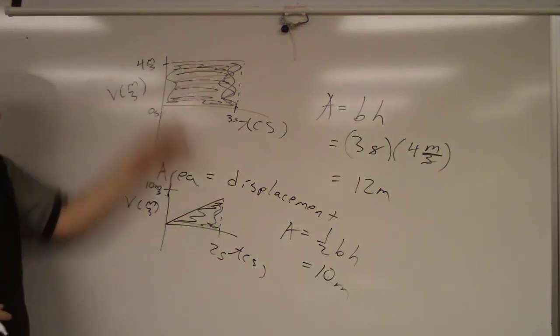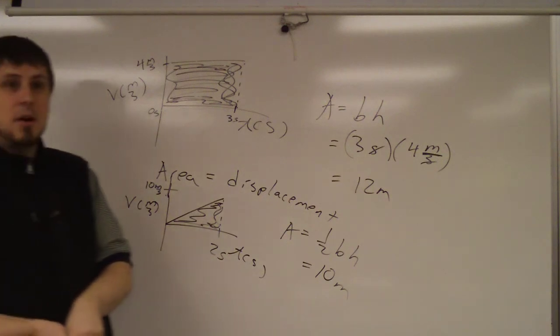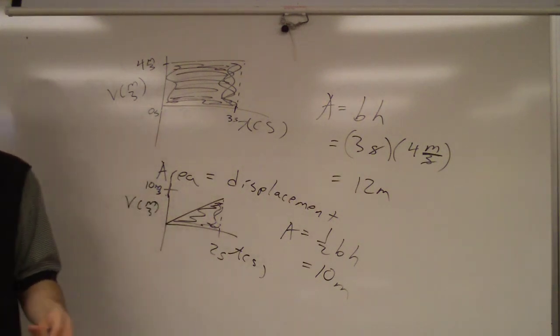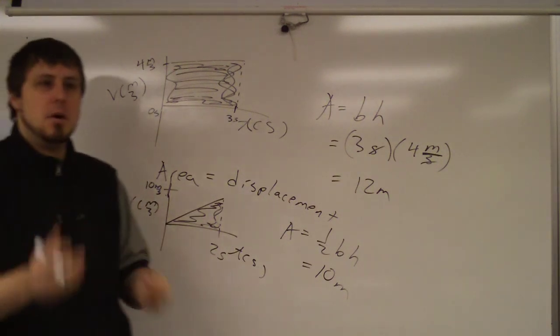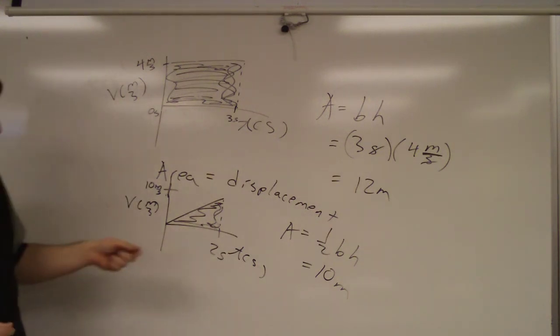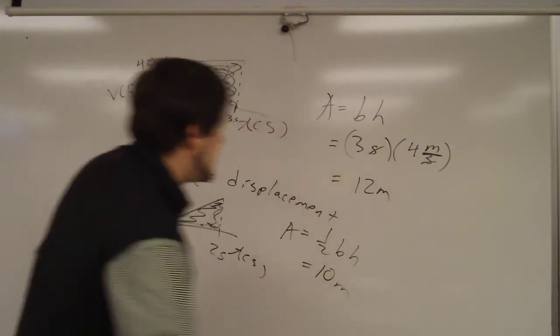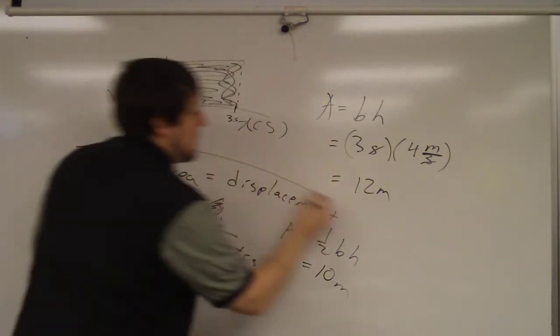Now, that's what you need to know for this course, okay? On a velocity time graph, slope means acceleration, area means change in displacement, or excuse me, change in position or displacement, or maybe distance if you take the sign off, okay? Now, with this in mind, this is not in this course, but I want to mention it anyway.